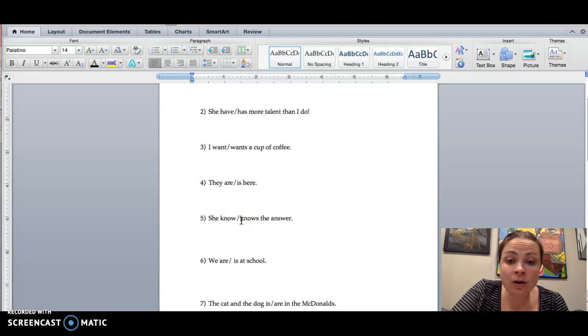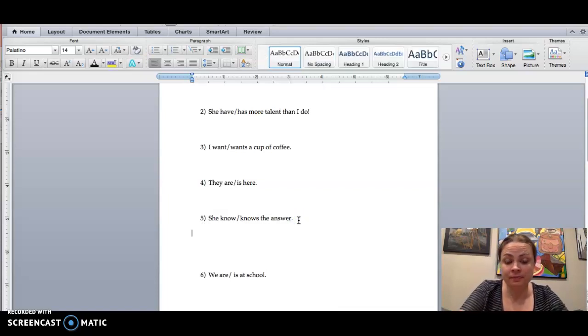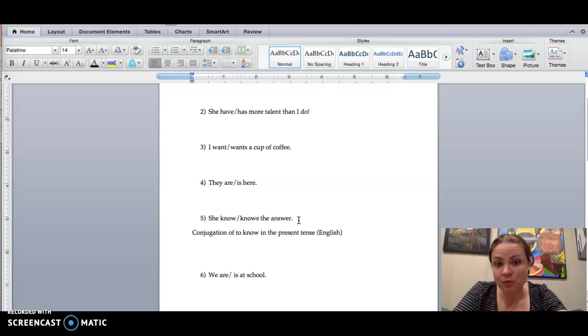You're going to hear more about this, but if you are confused about how to find out what a verb is, you're going to type this into Google: "conjugation of to know in the present tense," and then you can write, in parentheses, English. To know is the infinitive, or the overall form of the verb. So you type in "conjugation of" and then whatever the verb is, and what you'll get is a list of how to do that verb in its various forms.